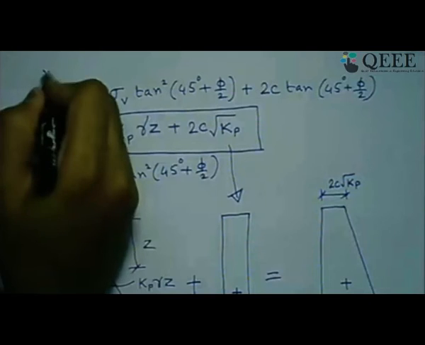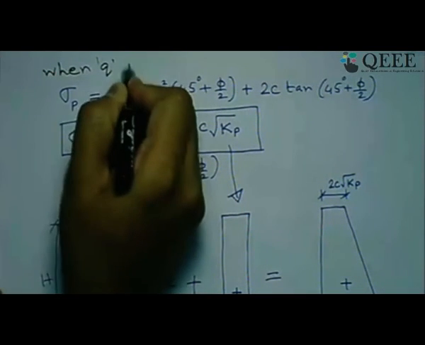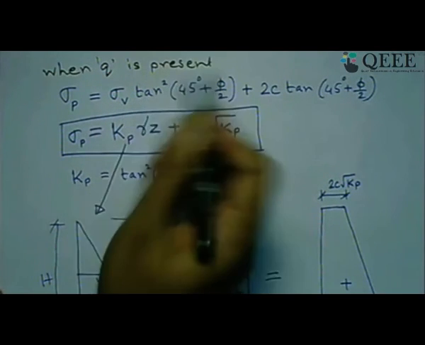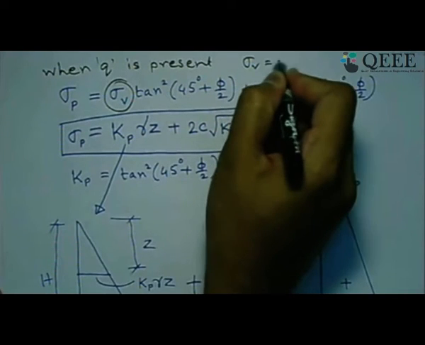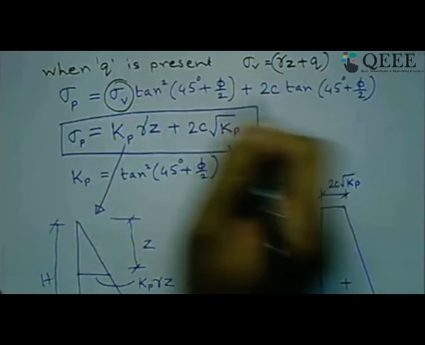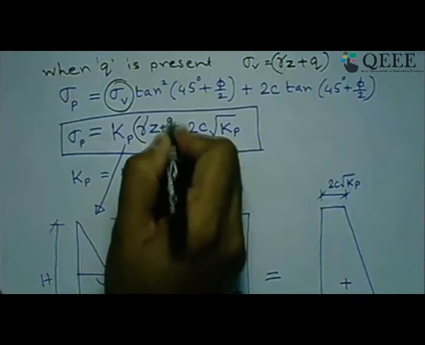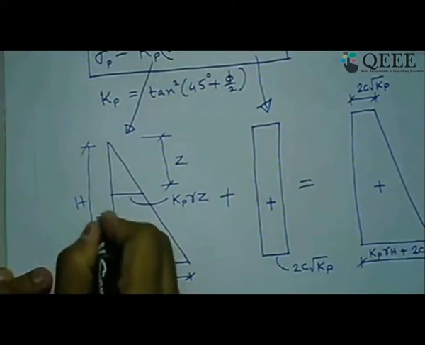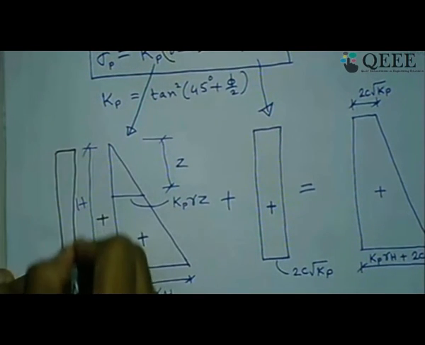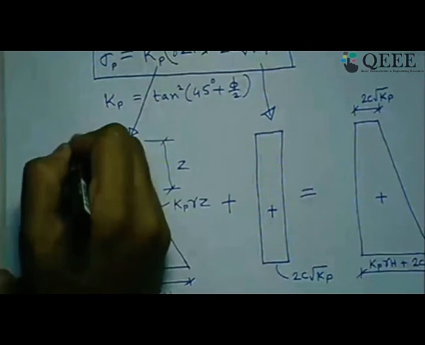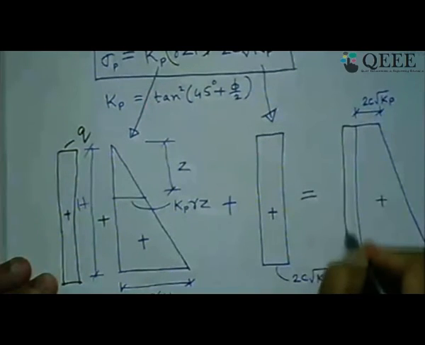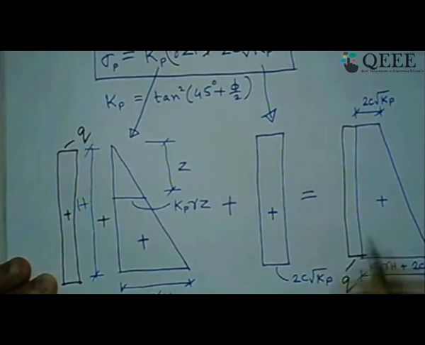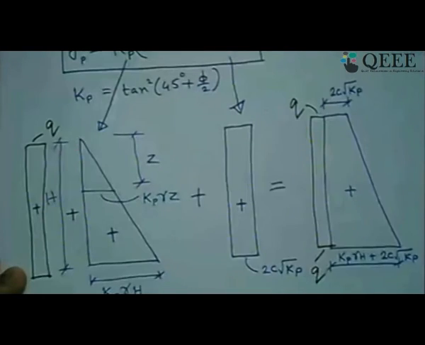Then passive state, what will be the change? Let us go back to the passive case. If surcharge is present for passive case, the same thing will happen. Here also let me use when q is present. In that case, the sigma V again changes to, at any depth, gamma Z plus q. So this becomes Kp times gamma Z plus q. So here we need to add one more component if surcharge is present, which is uniformly distributed, is q, and you get the total passive pressure with an additional term of q in this.